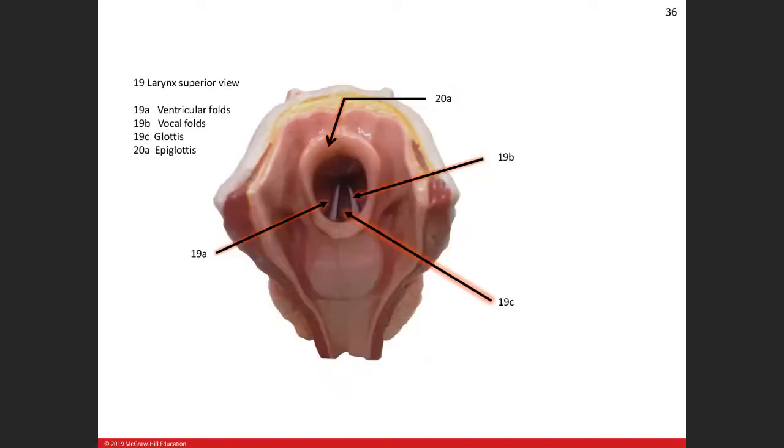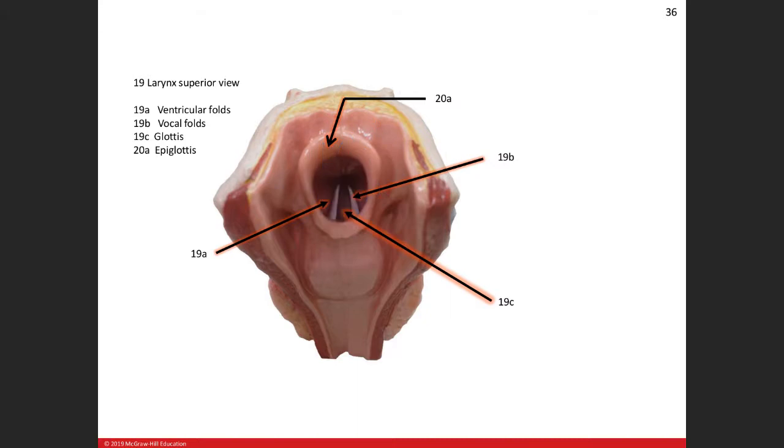All right, so now let me show you the superior view here. You get a nice view. When we're looking down here, this opening is leading us down into the trachea. It's hard to see, but this is the epiglottis. This is that flap, right? And it will close down over this opening when you start to swallow food.